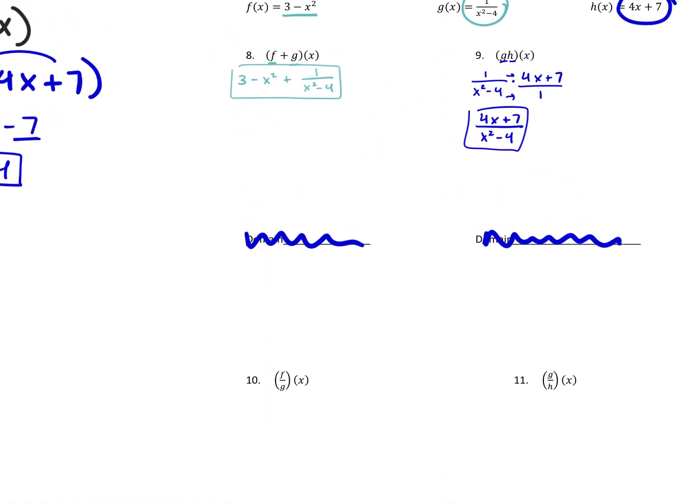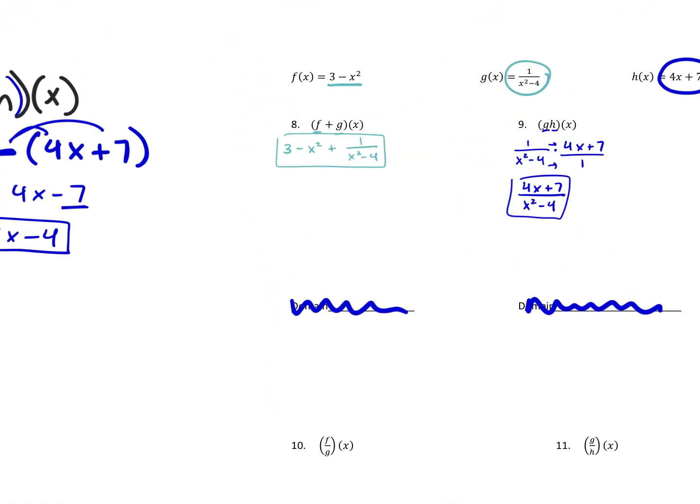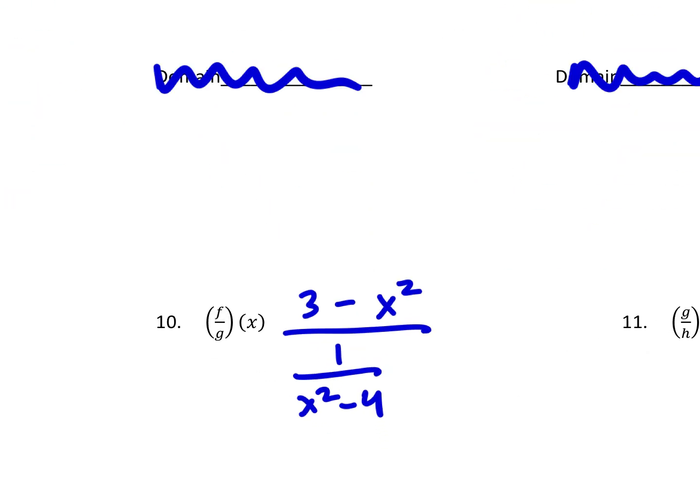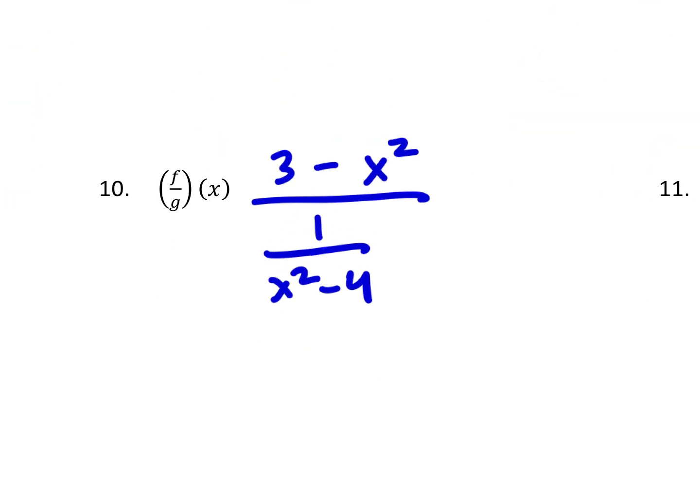So let's look at number 10. So f divided by g. F is 3 minus x squared divided by g, which is 1 over x squared minus 4. What do we do when we have a fraction in a fraction? Perfect. We're going to keep the top, change to multiplication, and flip the bottom. So the bottom's going to flip to x squared minus 4 over 1.